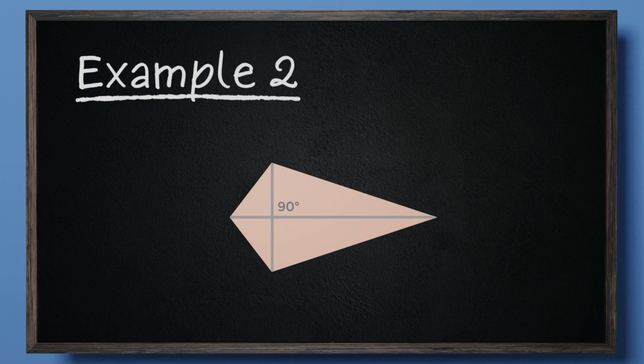Example number 2. Our second shape has a 90-degree intersection. This means that the intersection is perpendicular. There does not seem to be a parallel relationship between the opposite sides of our quadrilateral, so this shape cannot be a rhombus. This allows us to safely assume that the shape is a kite, since the information we have satisfies theorem number 2.